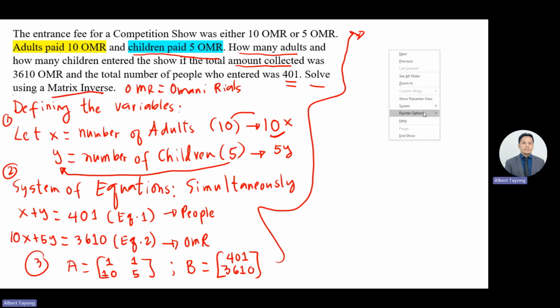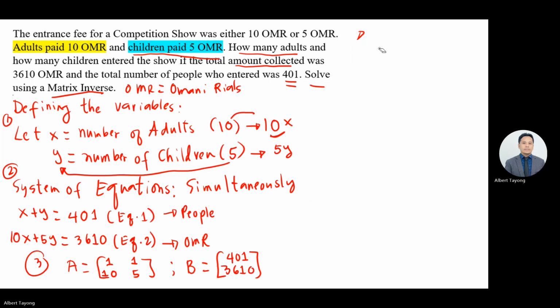So I have discussed this in the first video, particularly about the inverse of a 2x2 matrix. Of course, we are not going to find the inverse of B because B is not a square matrix. We're going to find the inverse of A.